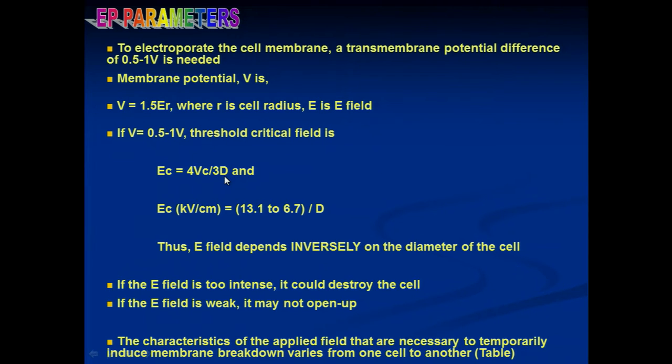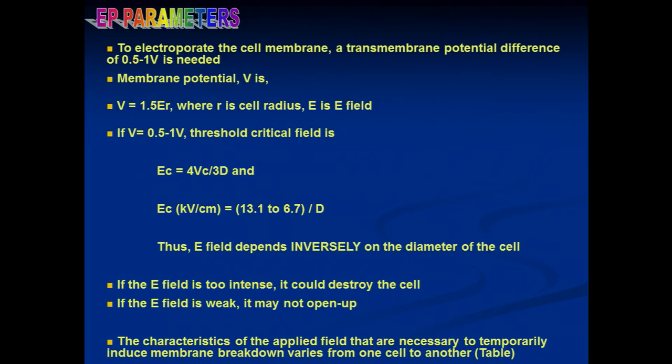The bigger the diameter, the lower the electric field needed, because the lower electric field times D will give you the same voltage anyway, which is the threshold voltage. So this is the equation. When you write this equation in terms of E alone, that VC is absorbed, from 13.1 to 6.7. But remember, this is just to show you when everything else is constant.